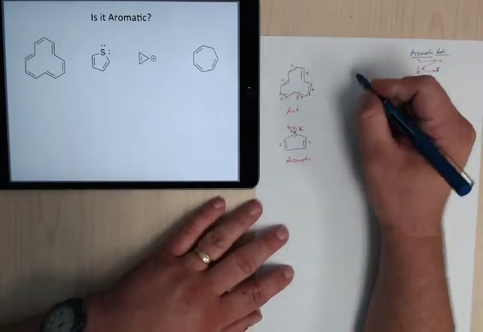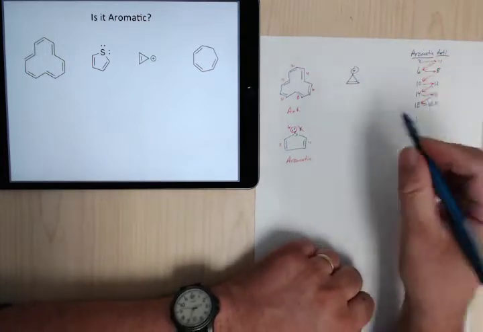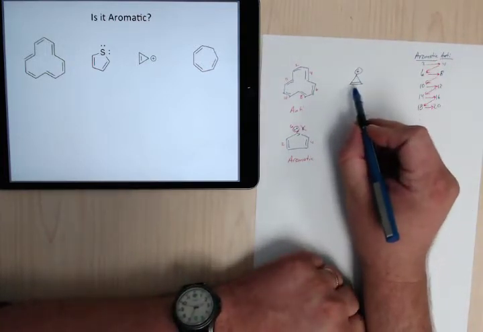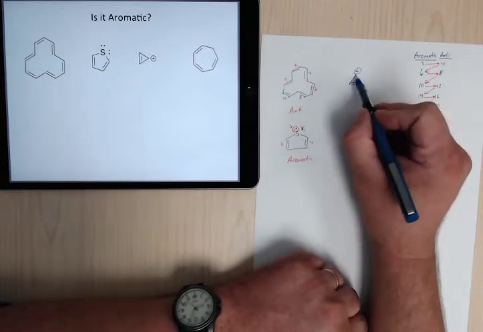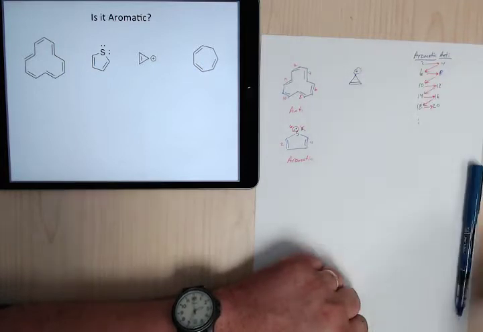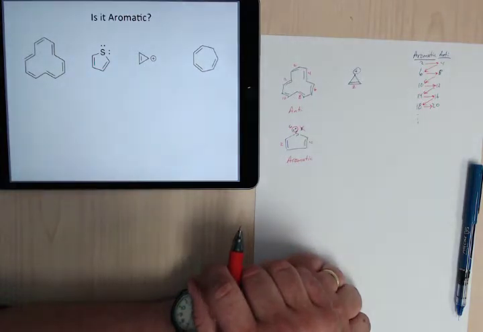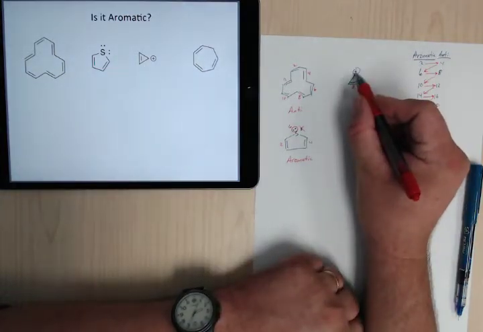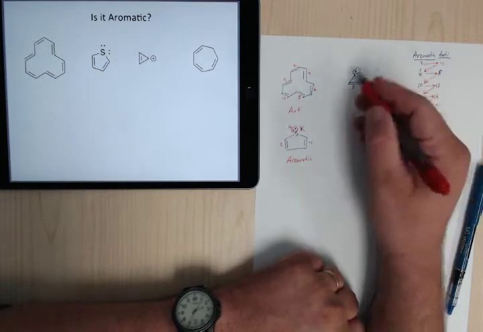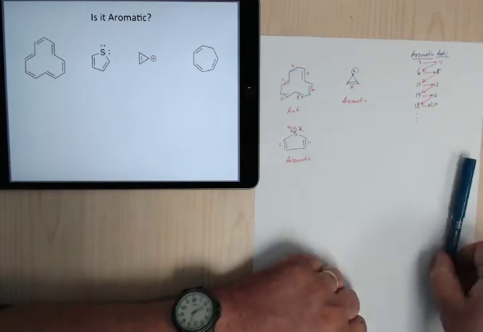Now for this one here, this right here, these 2 carbons are part of a double bond. This one has a charge, so it's okay. So everything has an available p orbital, right? And it only has these 2 pi electrons. So there's no double bond up here. So yeah, that's aromatic. 2's fine.